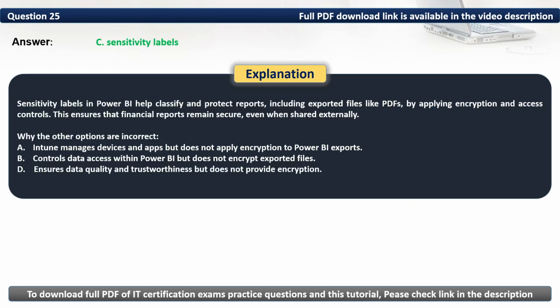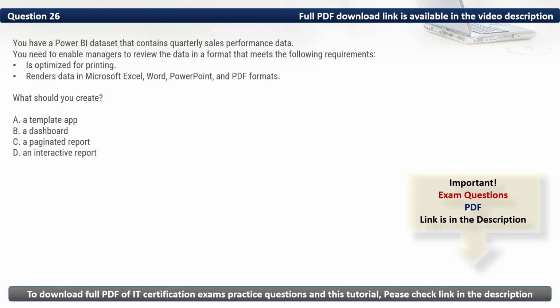Sensitivity labels in Power BI help classify and protect reports, including exported files like PDFs, by applying encryption and access controls. This ensures that financial reports remain secure even when shared externally. Question 26. You have a Power BI dataset that contains quarterly sales performance data. You need to enable managers to review the data in a format that meets the following requirements: is optimized for printing, renders data in Microsoft Excel, Word, PowerPoint, and PDF formats.